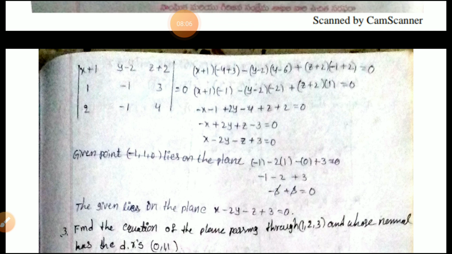In the second part, you have to verify whether the fourth point is also on the plane or not. So substitute that point in the above equation, and automatically you can see that it becomes 0. Therefore, the fourth point also lies on the given plane. Hence, all four points are coplanar.